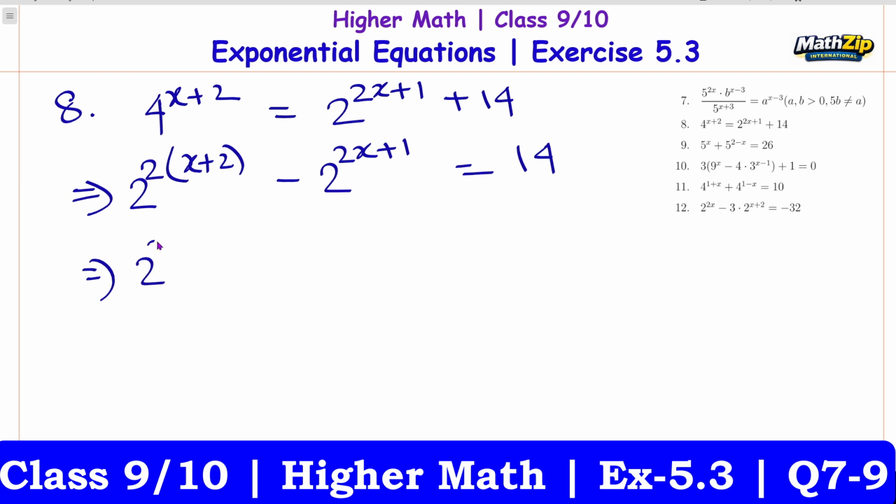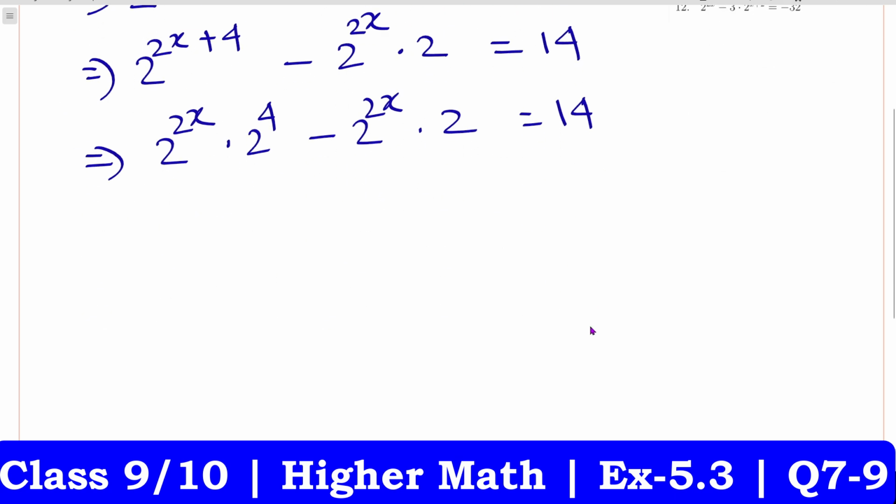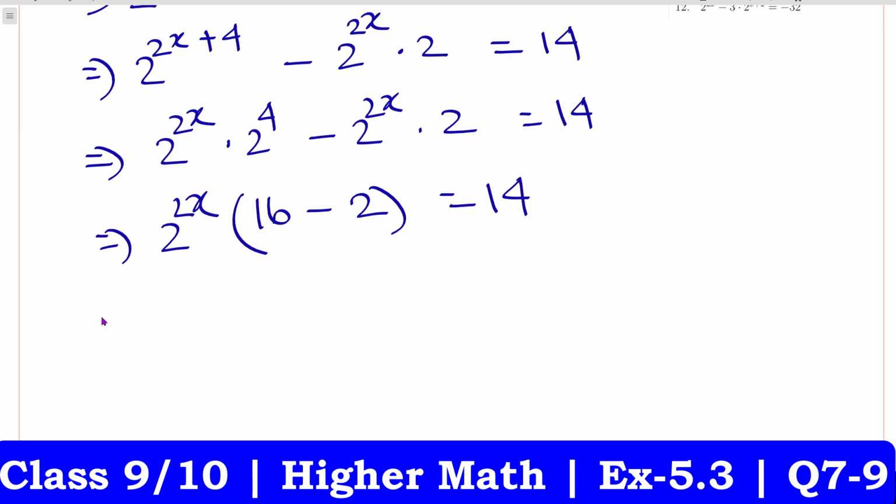Now here is 2 to the power 2x plus 4, and here we can write 2 to the power 2x times 2 equals 14. Now this one also we can write as 2 to the power 2x times 2 to the power 4 minus 2 to the power 2x times 2 equals 14. Now we can take 2 to the power 2x common. So 2 to the power 4 means 16 minus 2, since 2 to the power 2x is already taken common, equals 14. Now here is 2 to the power 2x, and 16 minus 2 will be 14.